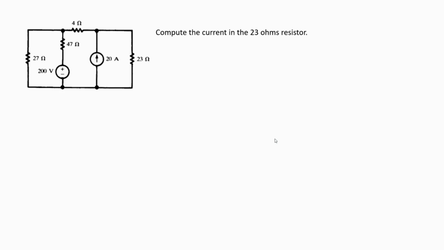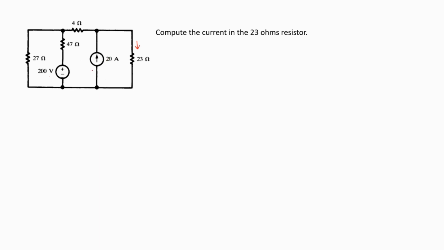Say we need to compute the current going through the 23 ohm resistor. Now, we observe that there are two sources here. One is a voltage source, which is 200 volts. The other is the current source, which is 20 amps. They say that we can compute the effect of, or the current due to, one source acting at a time, ignoring the other source, and then superimpose their values.